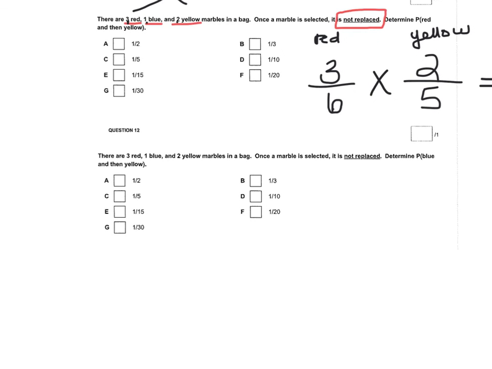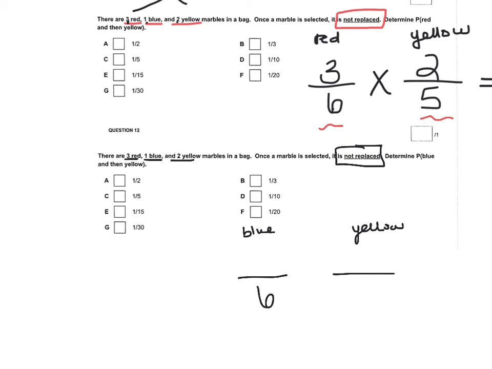Question 12 is the same. There's 3 red, 1 blue, 2 yellow. Once a marble is selected, it's not replaced. So it's going to be just like this one where our total changes. Determine the probability of pulling out a blue and then a yellow. So I have 3, 4, 5, 6 at first.